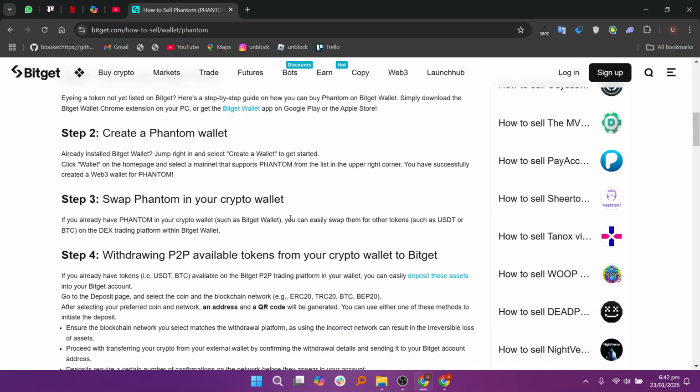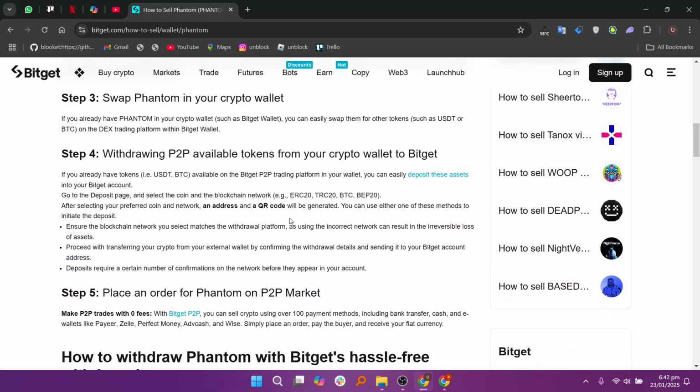If you have tokens like USDT or BTC available for P2P trading in your wallet, you can easily deposit them into your BitGet account. Go to the deposit page, select the coin and blockchain network, and either the address or QR code will appear. Ensure the selected blockchain network matches the one on your platform to avoid irreversible loss of assets. Finally, you can place an order for Phantom on the P2P market.